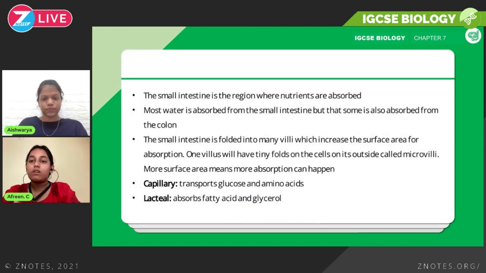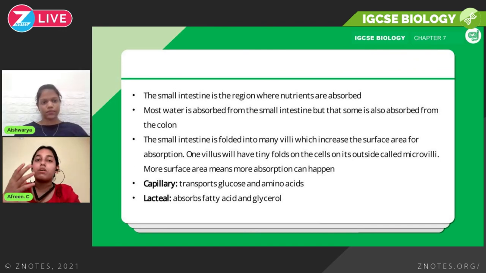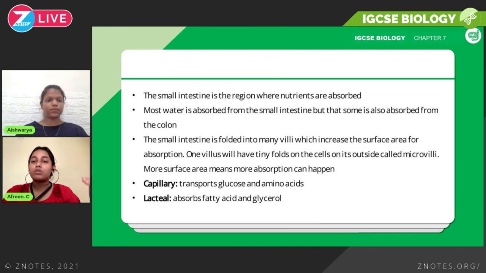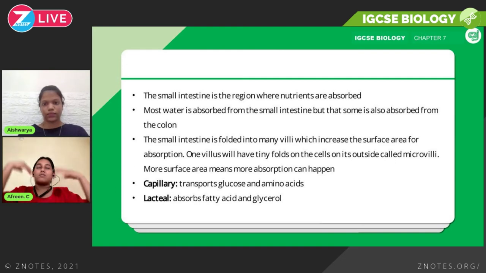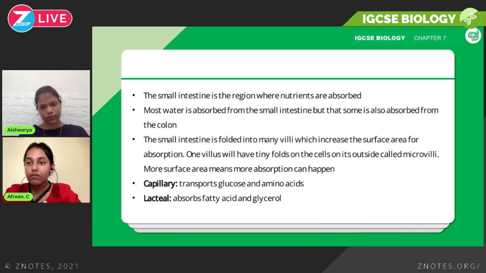Okay, so first and foremost, the first statement they have made in the syllabus: the small intestine is the region where nutrients are absorbed. So this is something you need to know. Most water is absorbed from the small intestine, but a lot of it is also reabsorbed in the colon. These two points are important, because there'll be questions like, where are most of the nutrients absorbed and where is a lot of the water reabsorbed? So you need to know whether it's the small intestine or the colon. Okay. And then the small intestine is folded into many villi.